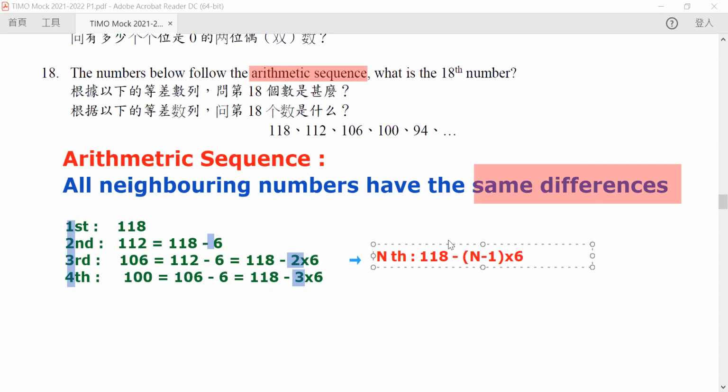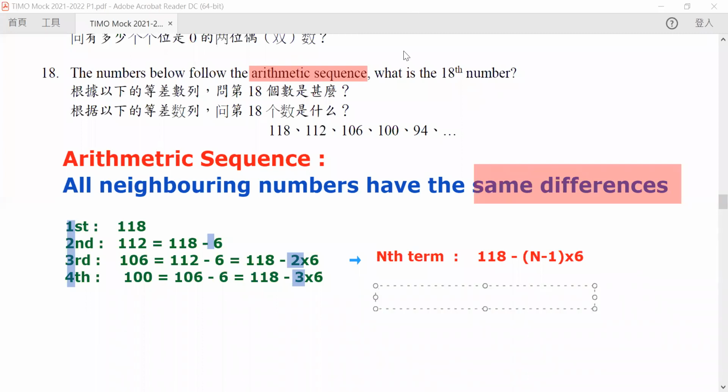Okay, so this is the general term. This is the nth term. It will be 118 minus (n minus 1) times 6. So in particular, if it is our 18th term, we simply need to subtract 17 times 6, okay? So our 18th term would be equal to 118 minus 17 times 6.